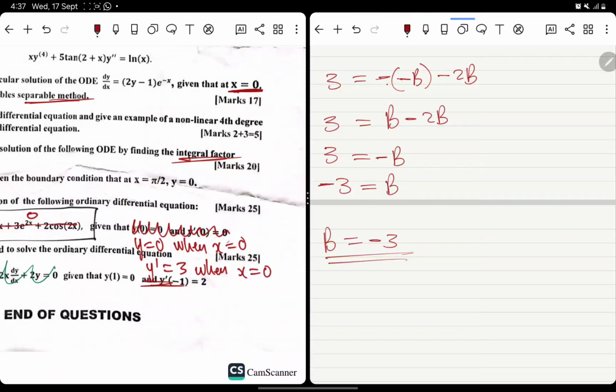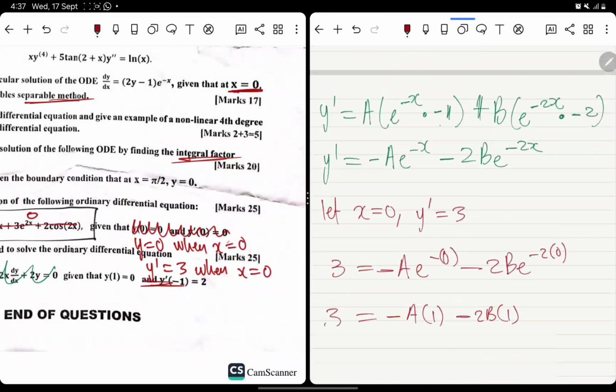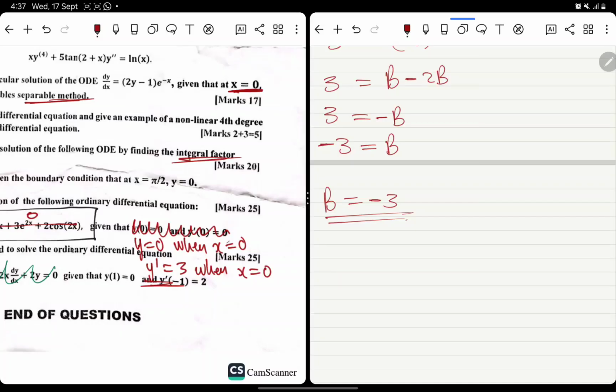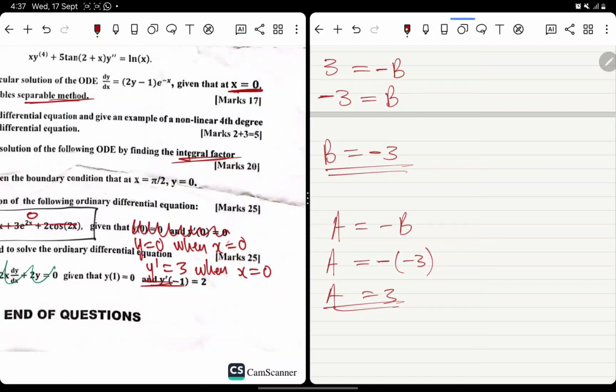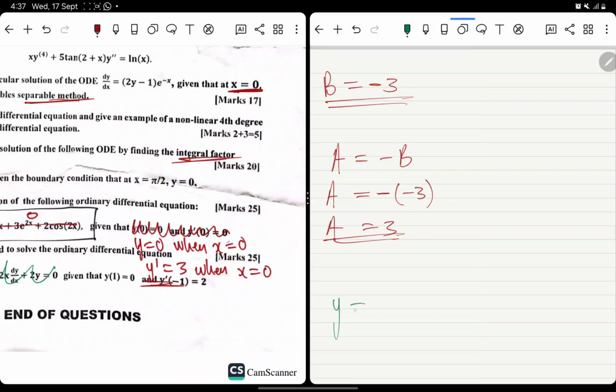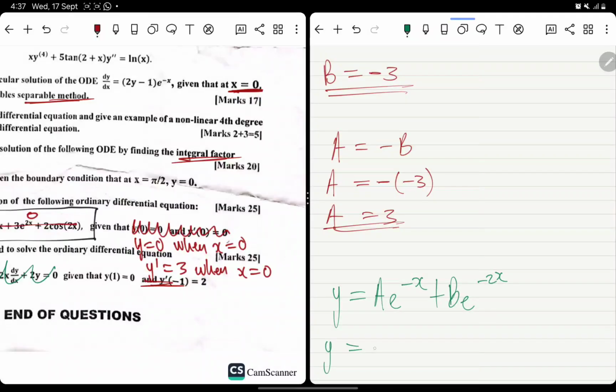I'm done. But you have in equation 1 said a is negative b. So you are now going to say a is equal to negative b, so you have a being equal to negative of negative 3, and you have a be equal to 3. So here you have your b be negative 3, your a be 3. Are you done? No, you then rewrite your final equation. We had it as y is equal to a e to the negative x plus b e to the negative 2x. That's what we had. So you are now going to say y is equal to a is 3 e to the negative x, then b is negative 3 e to the negative 2x. This is going to be our particular solution, and we are done.